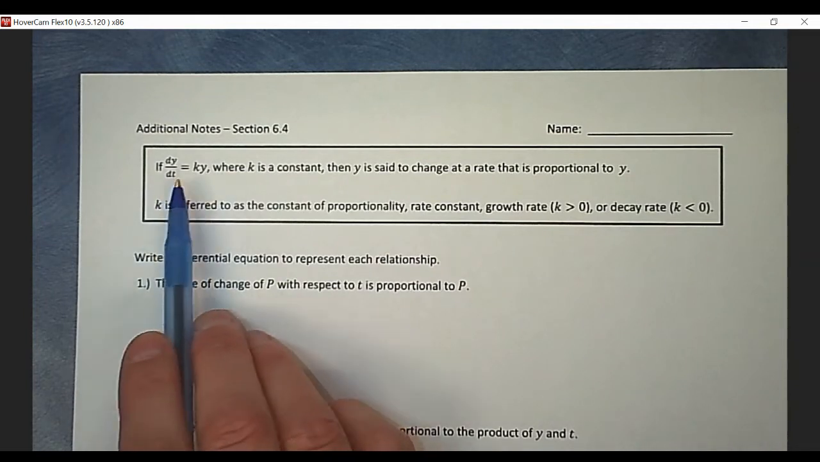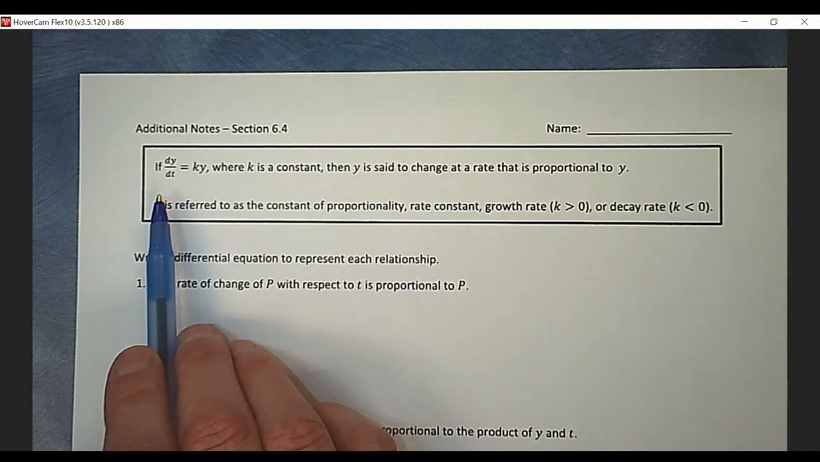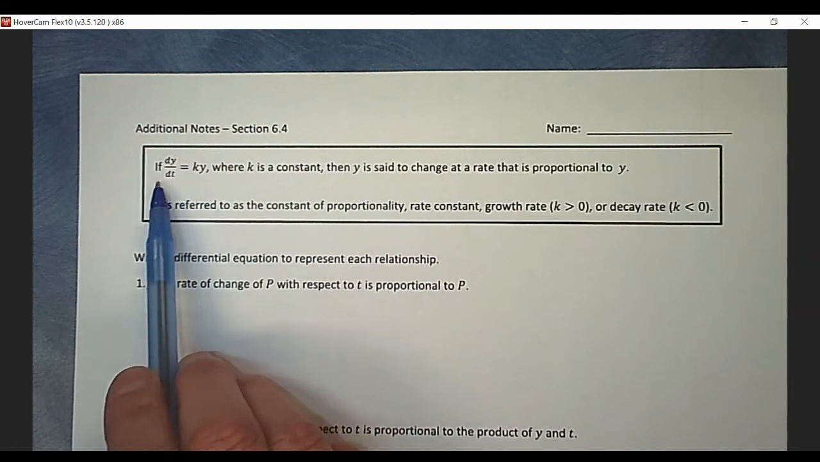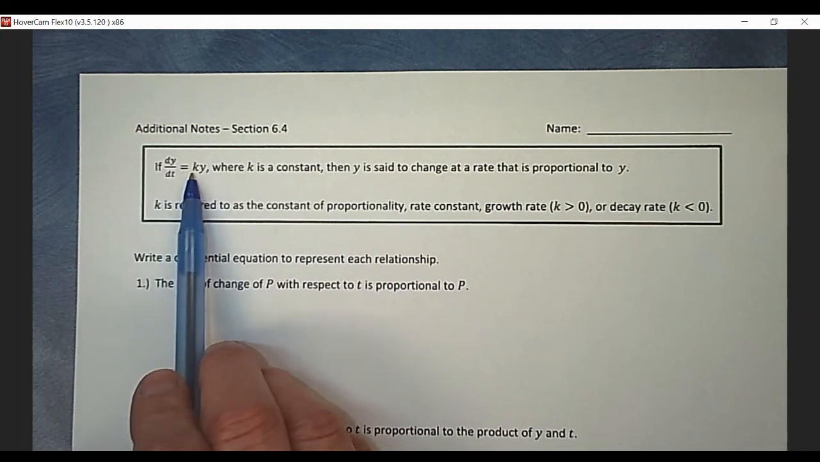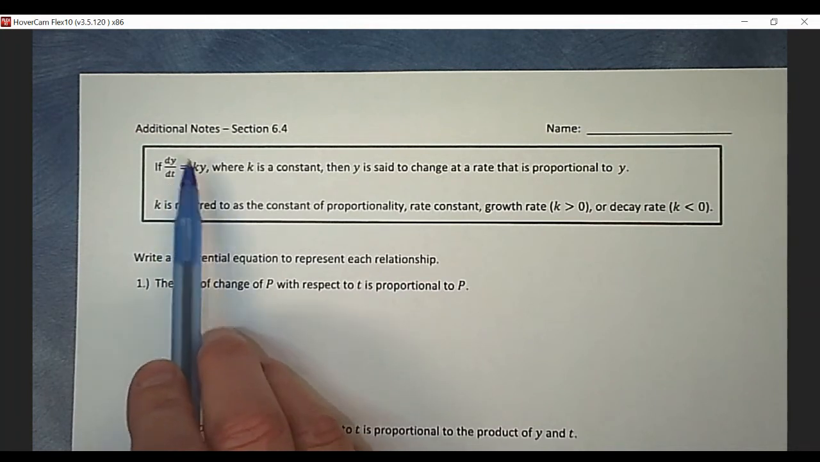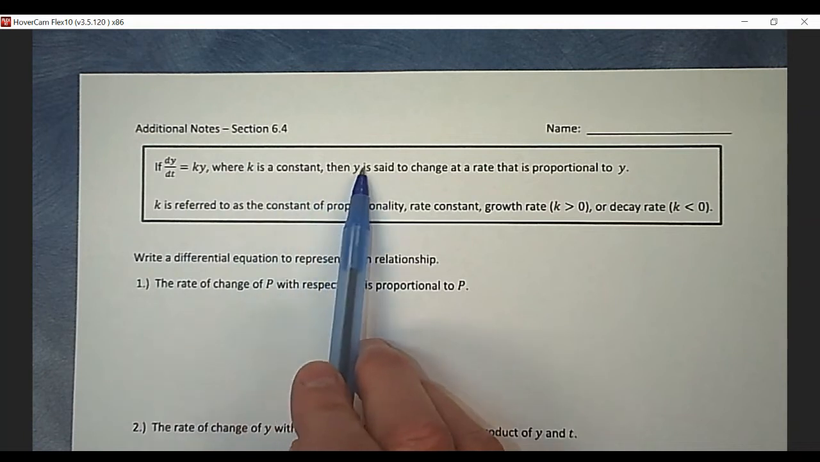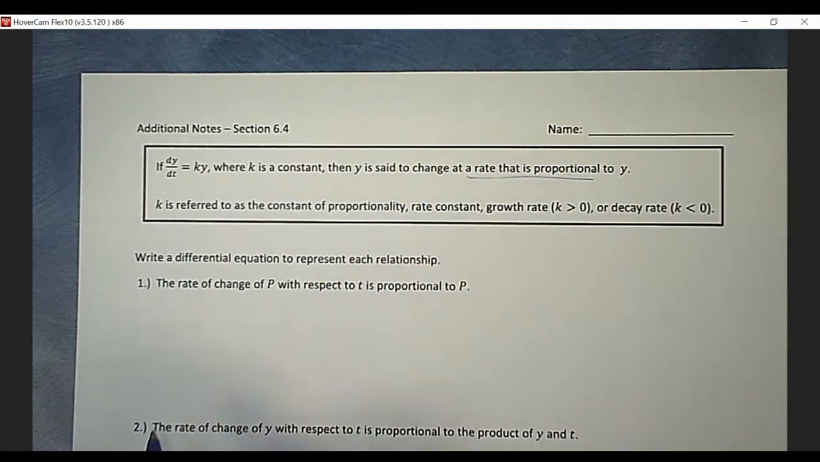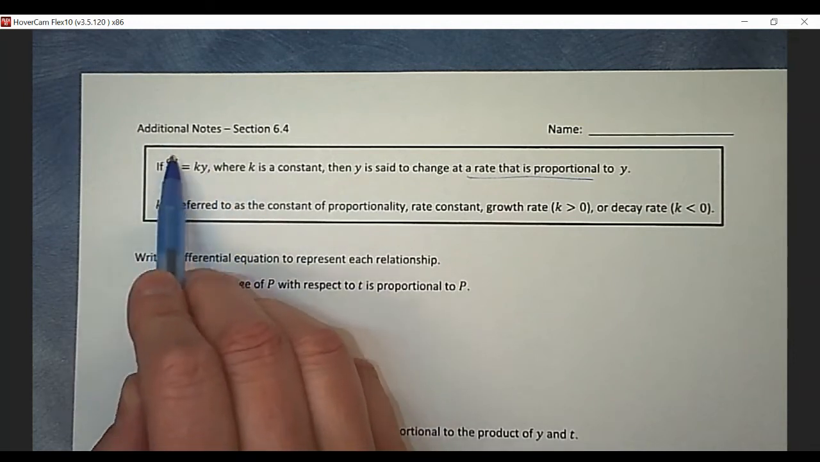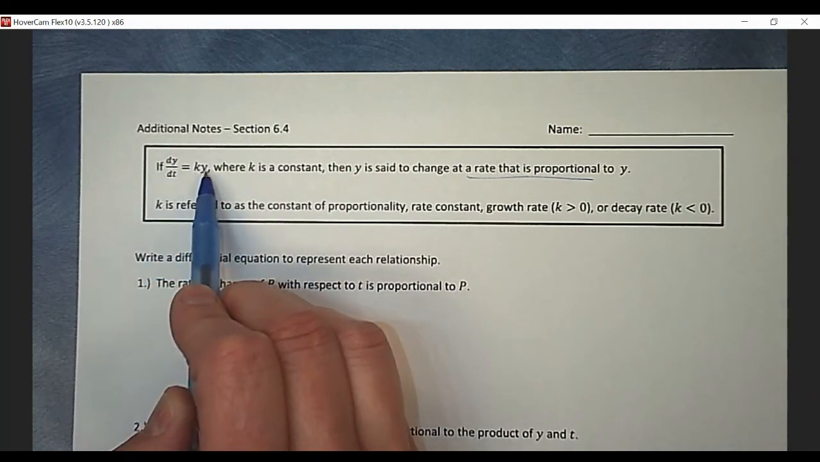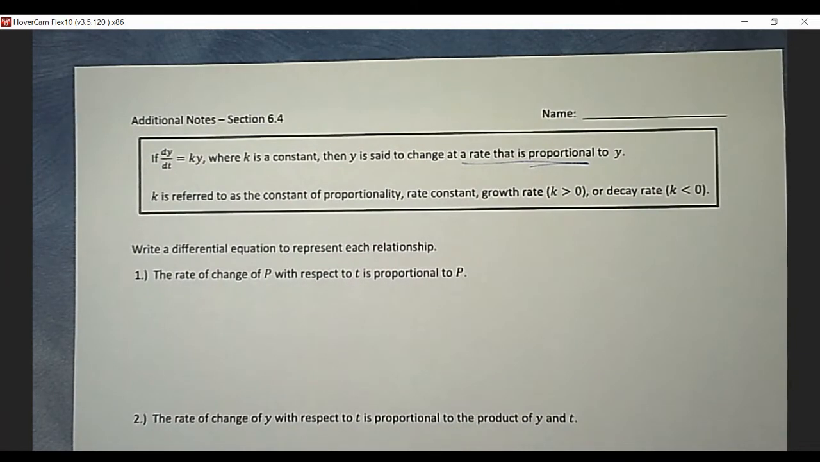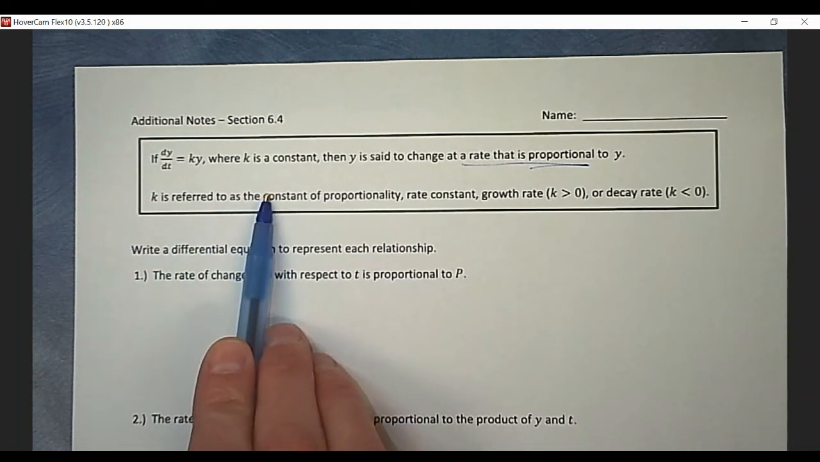And what this says is if you have a differential equation in the form dy dt, so with respect to time, the derivative of a function with respect to time, if you have a constant, so some number, times that function, that y there, then y is said to change at a rate that is proportional to y. So this is your change. So you're changing at a rate that's proportional to y. When you see that word proportional, it basically means to multiply by that constant. So k has a special name. It's called the constant of proportionality.